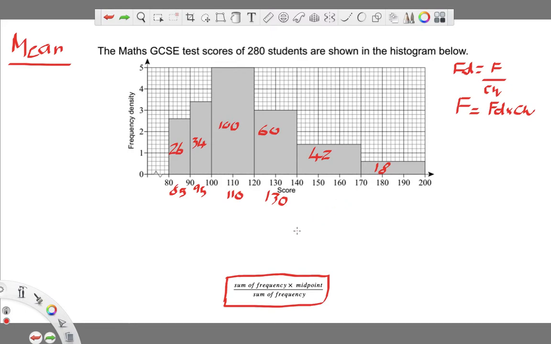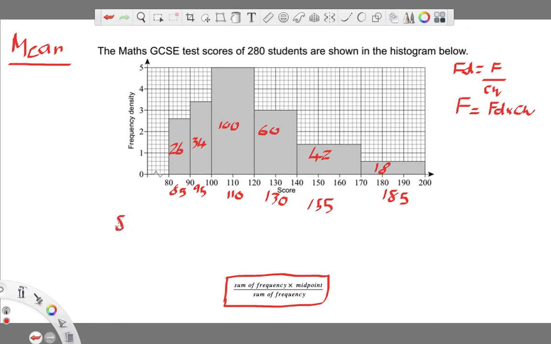So 155. How could we have known that by looking at it? Well, we know that the midpoint is between these two numbers, so it's halfway between, so 155. Similarly for this one, we know that the midpoint is between 180 and 190, so it's 185. Okay, so we just take all of those midpoints that we've just calculated, and times them by their frequencies, and add those together.